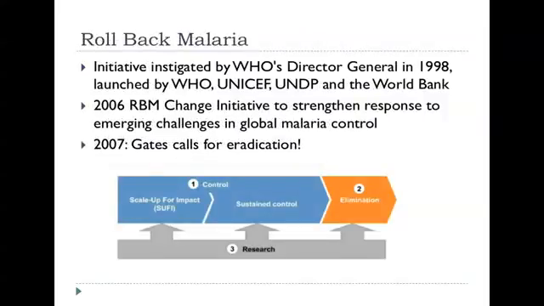Things went dormant for a couple of decades, well, 2 or 3 decades, and then things started picking up again around the turn of the millennium. This initiative, Roll Back Malaria, was started by the WHO's Director General in 1998 and launched by the WHO with all these other sister organisations.